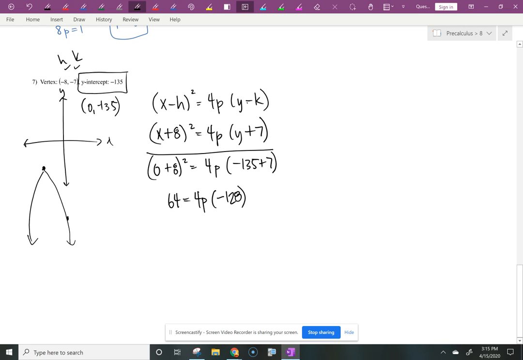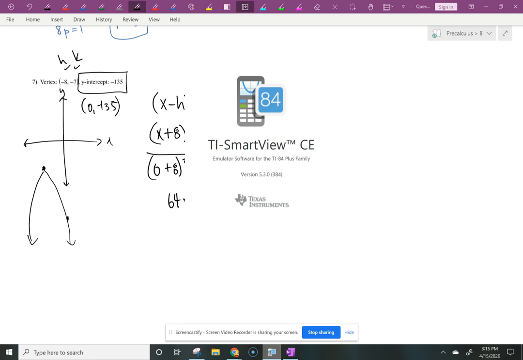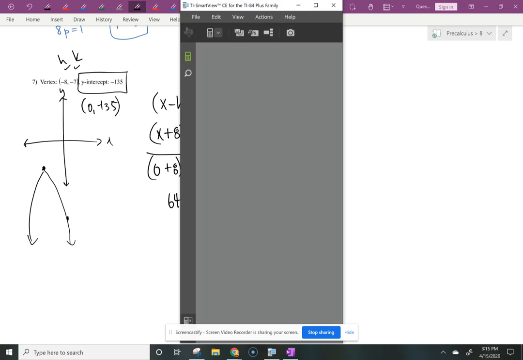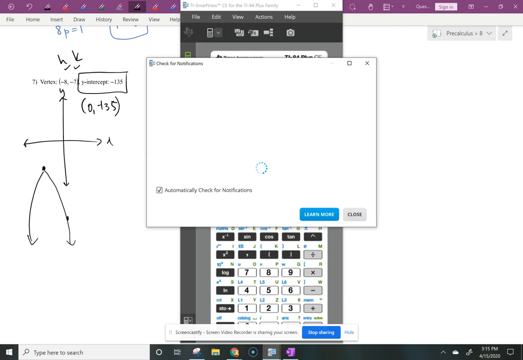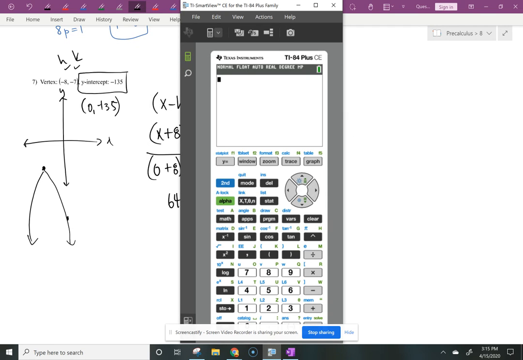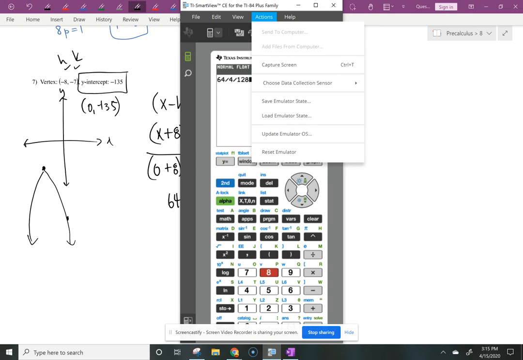And then -135 plus 7 is -128. All right, and now I just got to solve for p and I get my final answer. So I'm going to do 64 divided by 4 divided by -128, and I'll have my answer once Sheila wakes up. 4 times 128 is 400. Too long, Sheila. Close, I don't care. 64 divided by 4 divided by 128, and I know it's negative, so I'm going to make sure I do that.